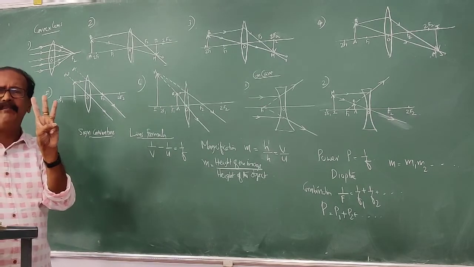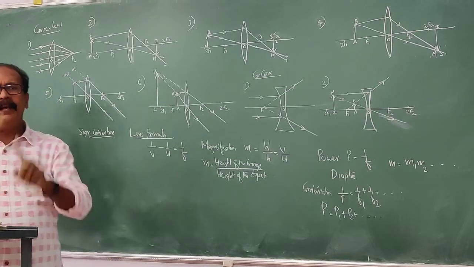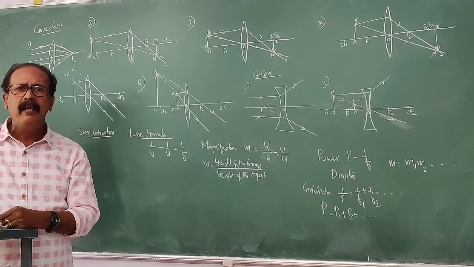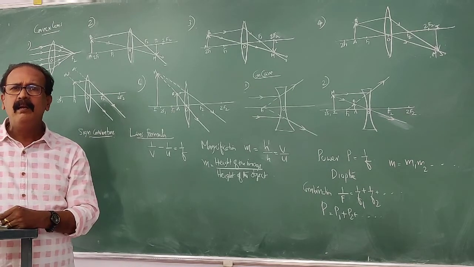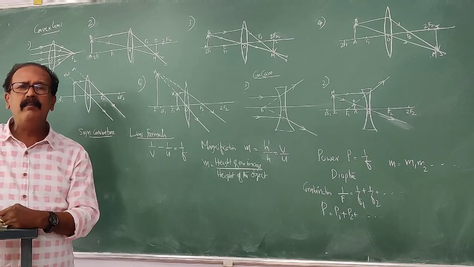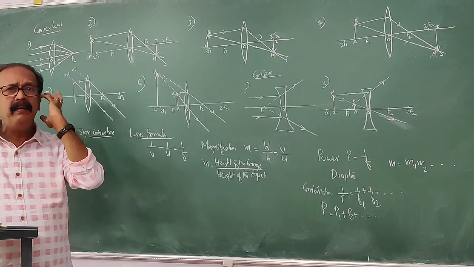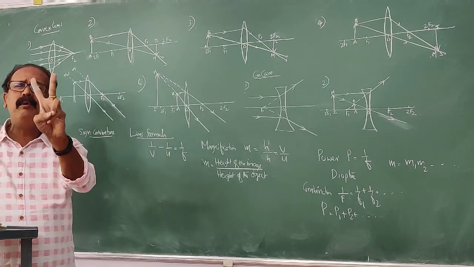What are the three properties? One, a ray parallel to the principal axis, after refraction, converges and passes through the focus. Two, a ray passing through the optic center passes straight. And the third one? A ray passing through the focus will be made parallel. We didn't use it here. We used only two rays here.